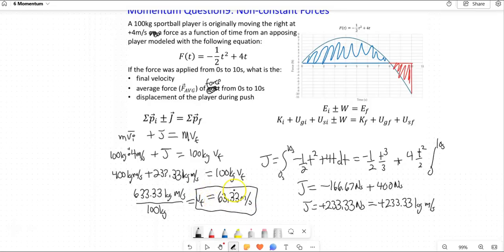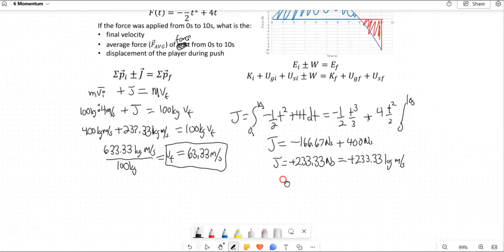which is scary fast. This person must have been smashed really hard. I'm not sure this problem is realistic. All right. Now that we have that, let's get the average force.